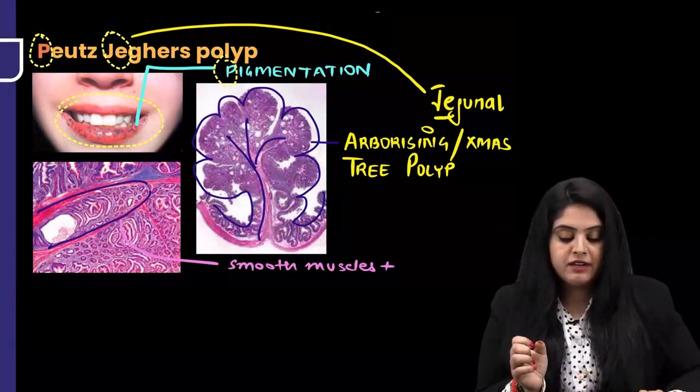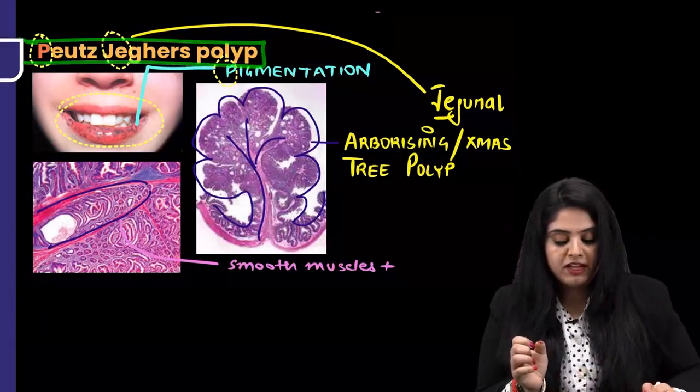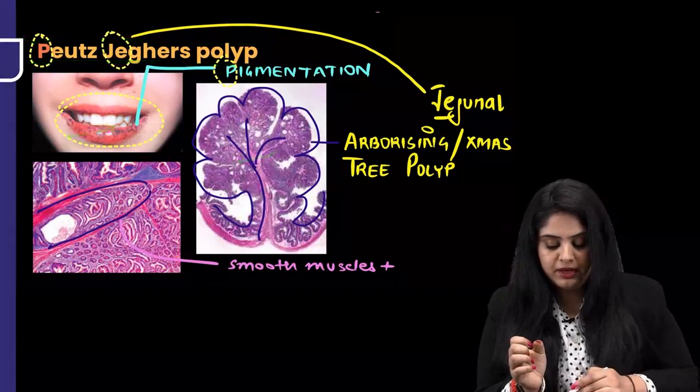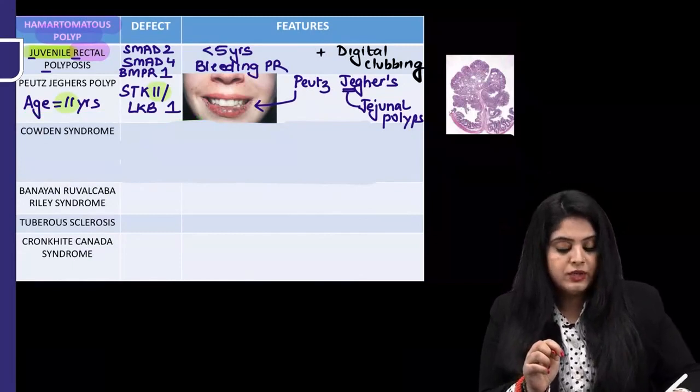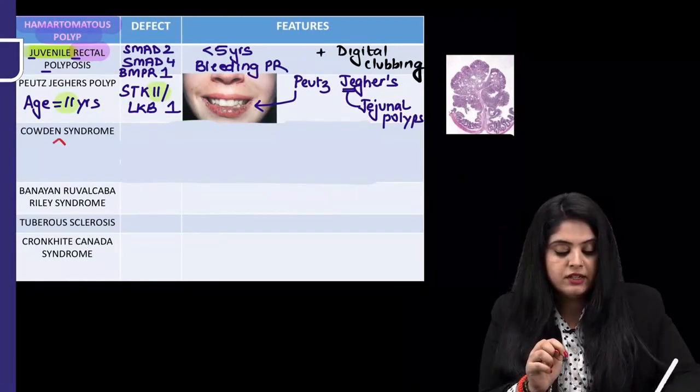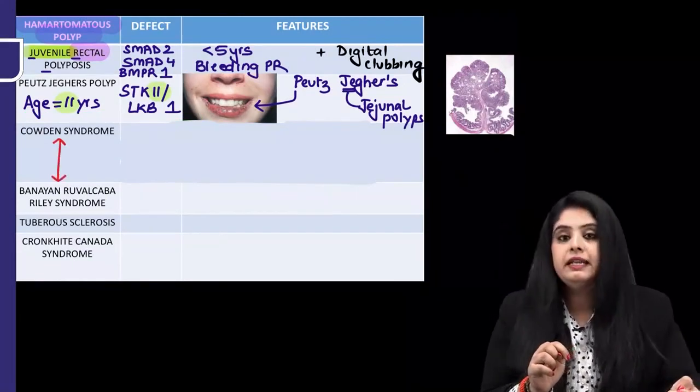So repeating once again, when I have the Peutz Jeghers polyp, we have pigmentation and arborizing polyp, and everything is to do with 11 and 11. Moving on to the next, we have two syndromes that we have over here which are associated with PTEN.